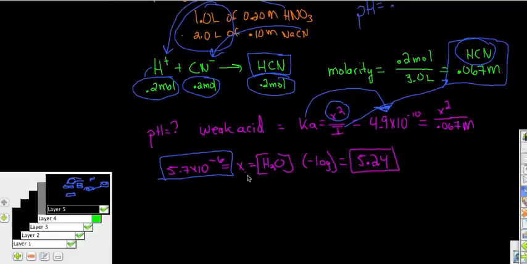So the negative log of our hydrogen ion concentration equals 5.24. And that makes sense. It's slightly acidic, and it's a weak acid, and so not a problem at all with that one.